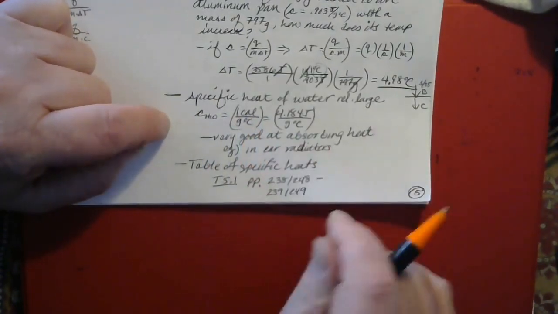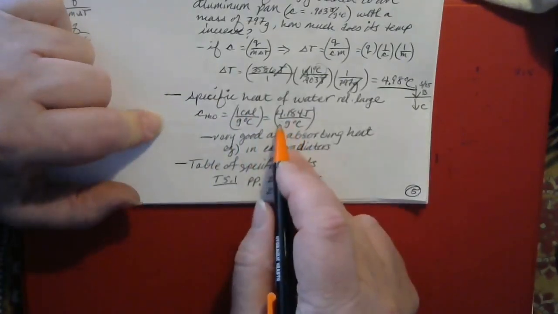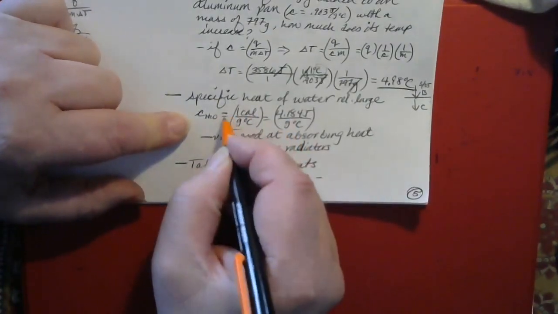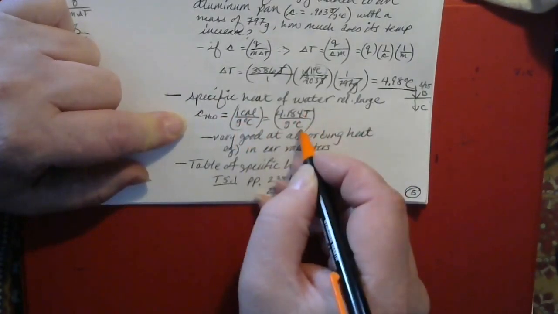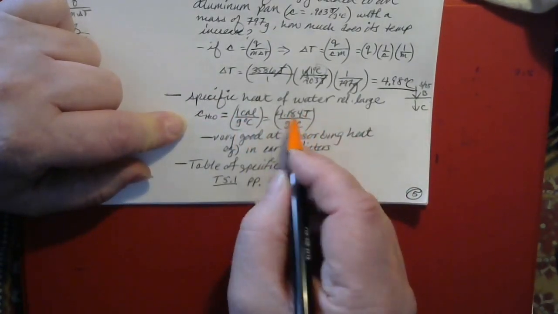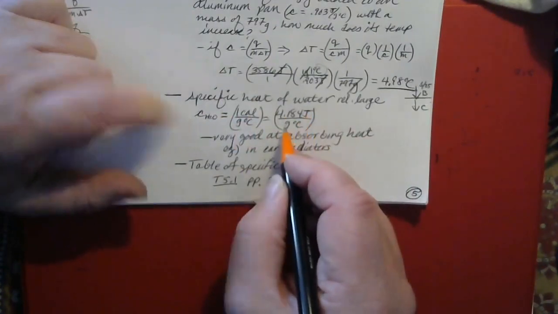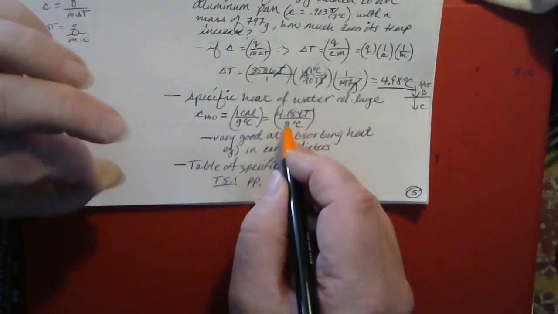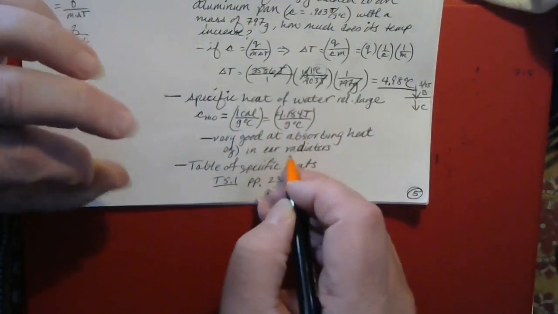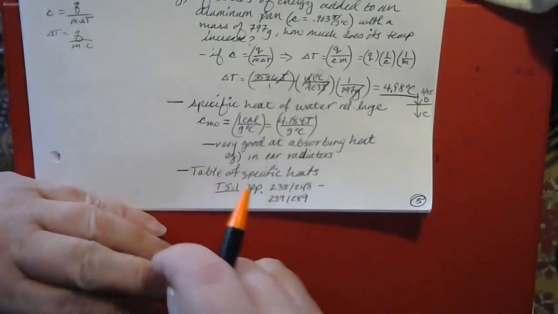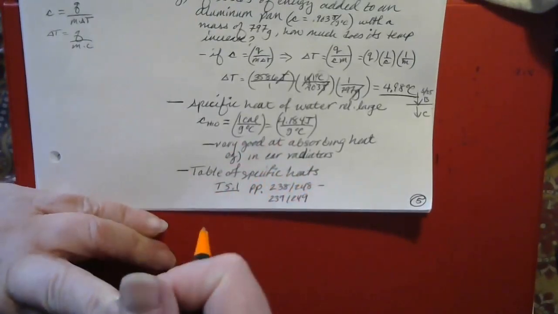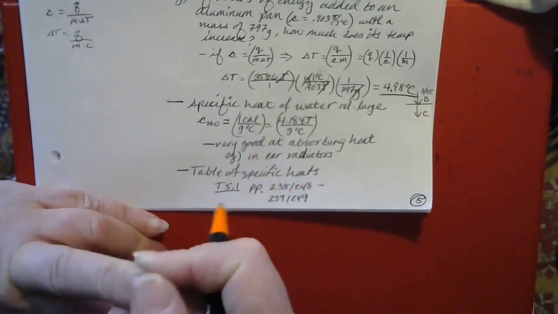That's the way calorie was defined originally. And in terms of joules, that would be 4.184 joules per gram degree Celsius, because it takes 4.184 joules of energy to change the temperature of 1 gram of water by 1 degree Celsius. And because the specific heat of water is relatively large, that's what makes water so good at absorbing heat.